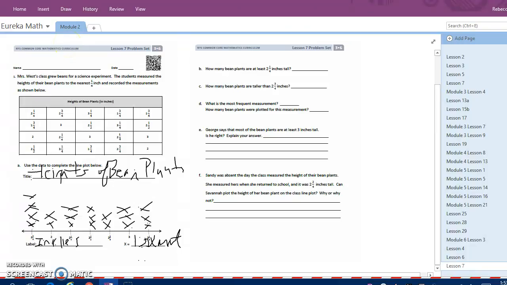Question B says how many bean plants are at least 2¼ inches tall? So that means we include 2¼ inches when we figure out our data. So here's my 2¼ inches. I'm counting the ones in that column and everything over to the right. So I'm going to skip count by threes. I've got 3, 6, 9, 12, and then 13, 14. So the answer here is going to be 14.